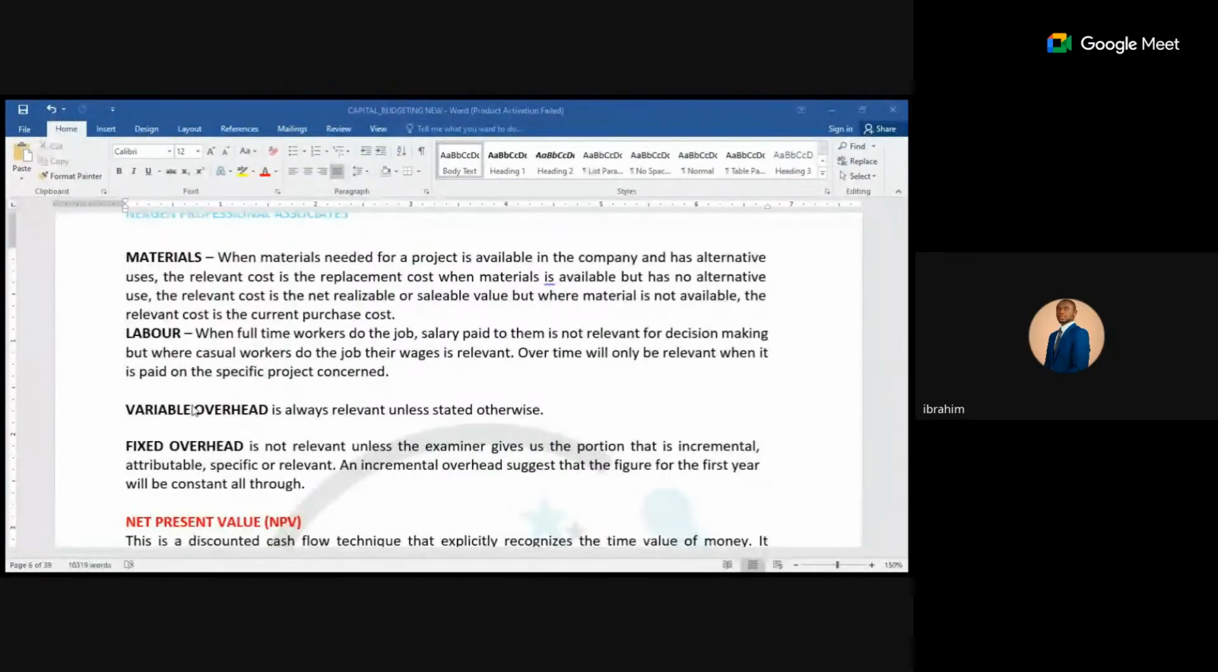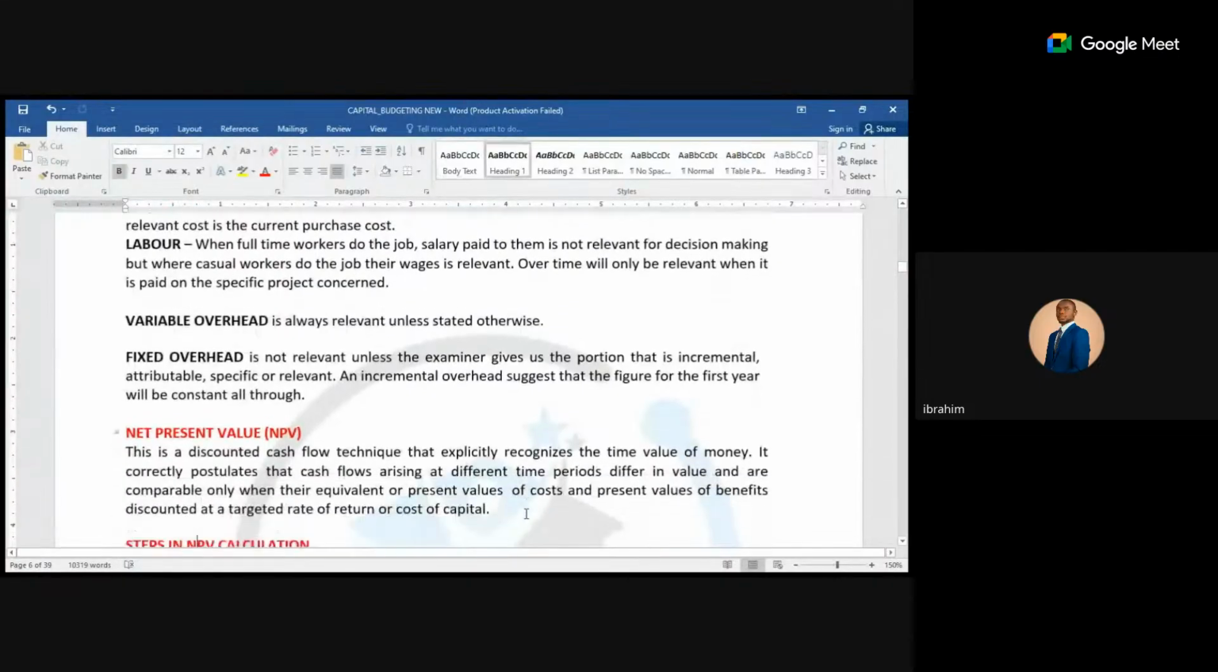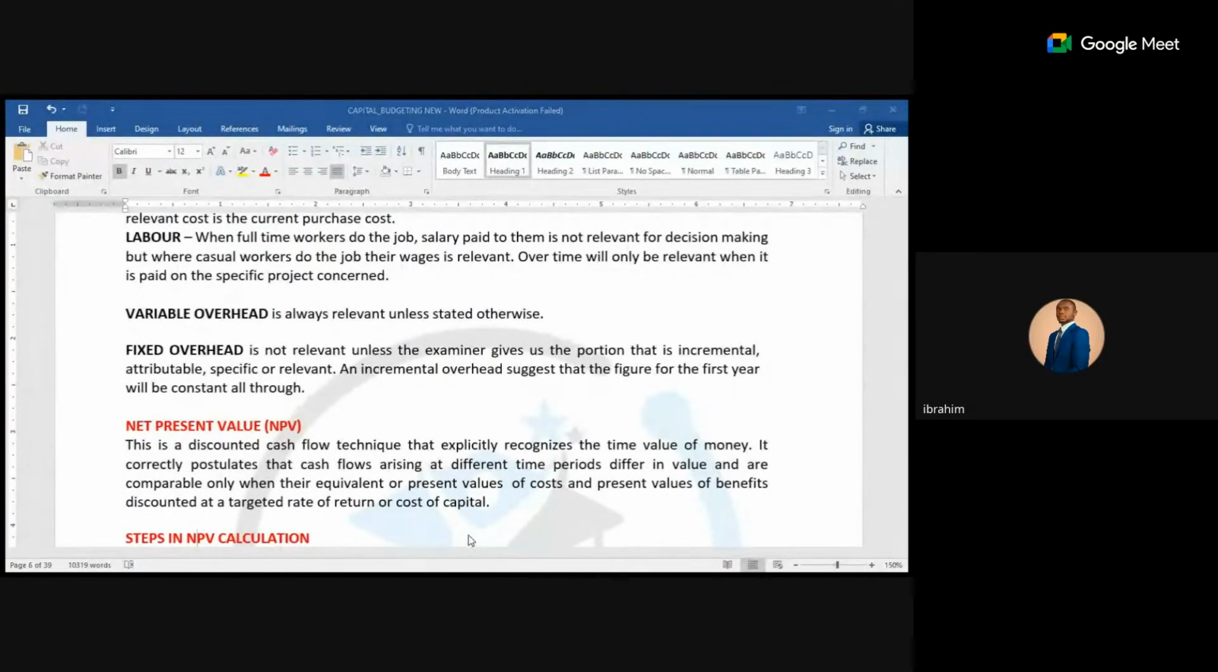Class, variable overhead is always relevant unless stated otherwise in the question. Why? The fixed cost is always fixed, right? Unless the examiner gives us the portion that is incremental. So when you see an incremental fixed cost, specific or relevant, an incremental fixed cost is actually a relevant cost. Don't forget that anything that has to do with apportionment is not relevant, right? So these are the relevant costs we'll be looking at.